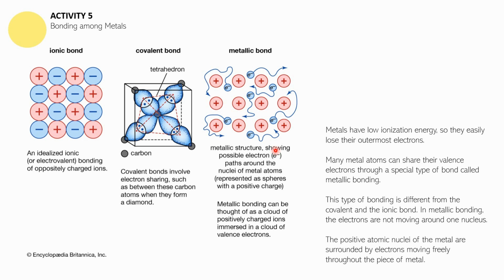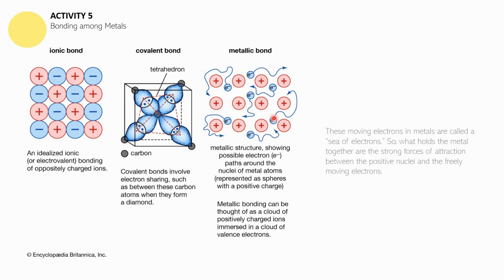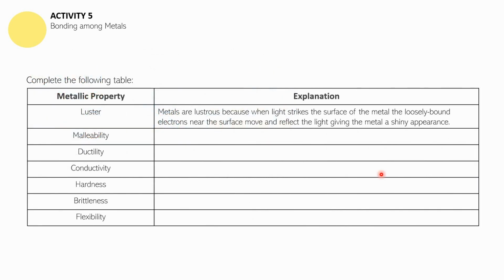The positive atomic nuclei of the metal are surrounded by electrons that are moving freely throughout a piece of metal. These electrons in metals are called the sea of electrons. What holds the metal together are the strong forces of attraction between the positive nuclei and the freely moving electrons. That is why the metal stays intact.